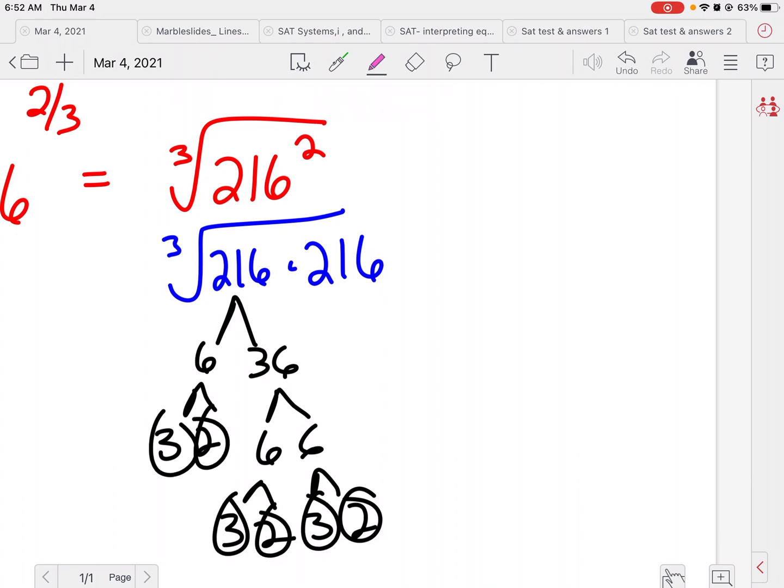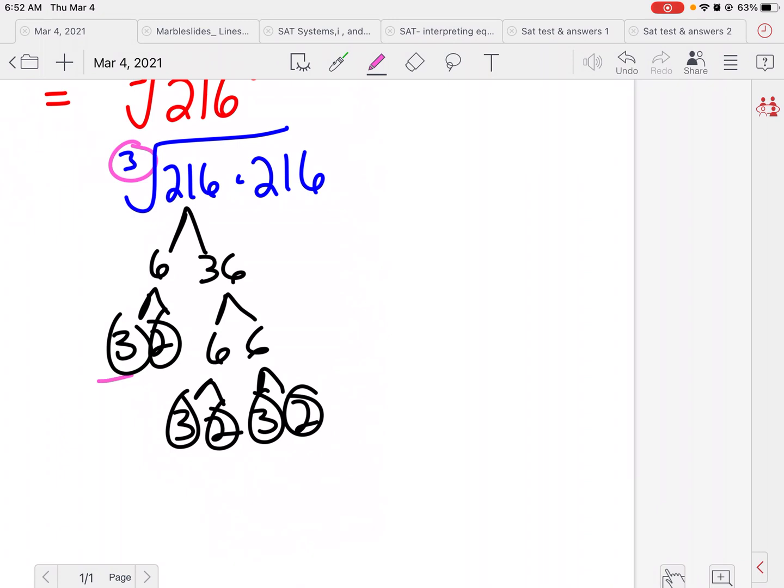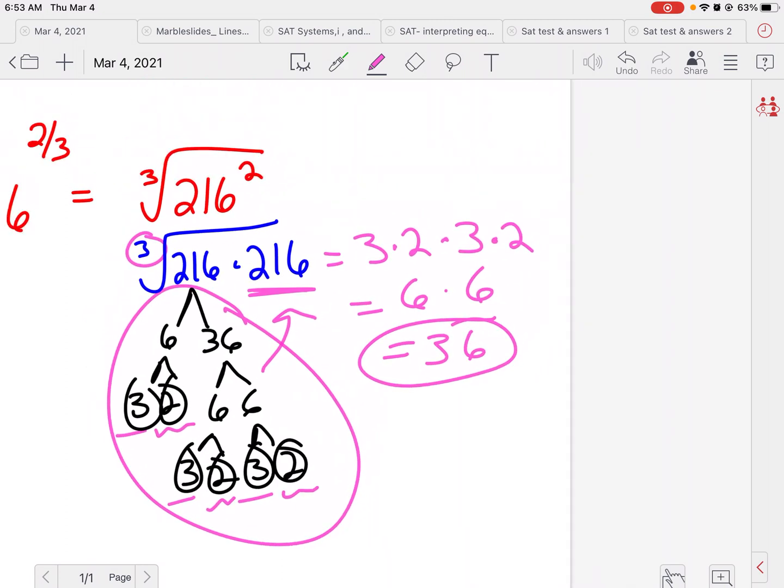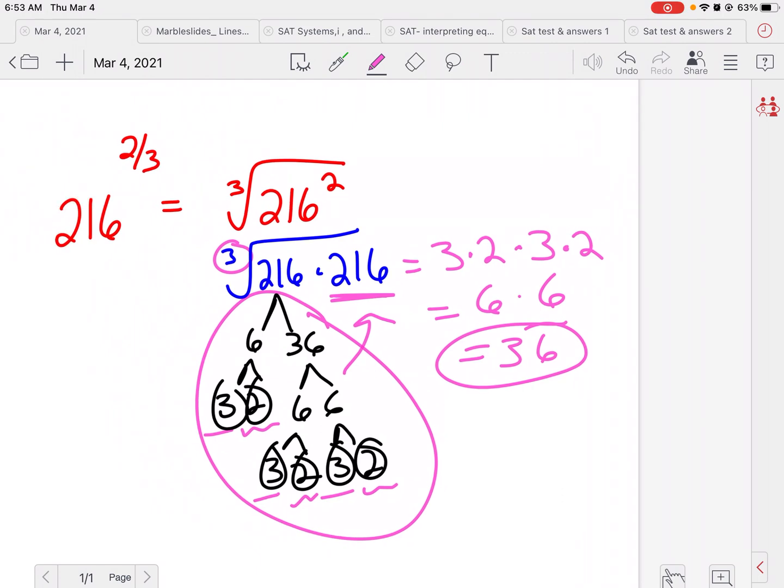Again, I need 3 buddies in order to pull 1 out. So I have a set of 3, so I'm going to pull a 3 out, and then I'm going to pull a set of 2 out. Now this other 216 will have a branch looking exactly like this, so I don't even really have to do it, because I know I pulled a 3 out from the first one and a 2 out from the first one. You can just repeat it. Then 3 times 2 is 6, 3 times 2 is 6, and 6 times 6 is 36. So 216 to the 2/3 is equivalent to 36.